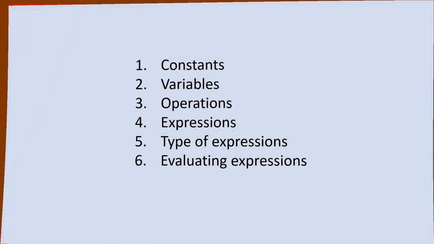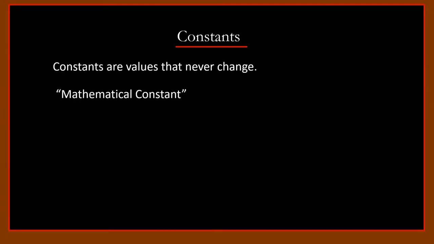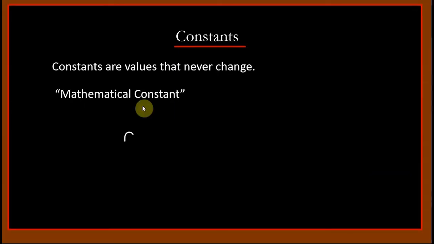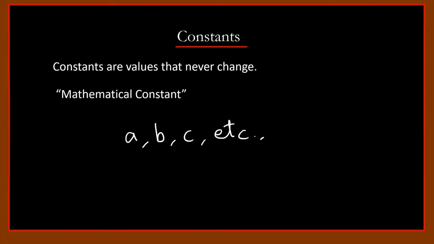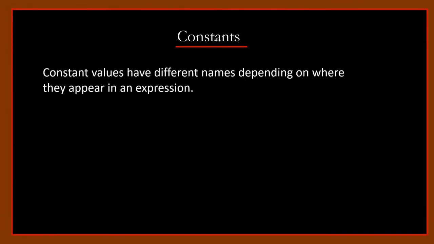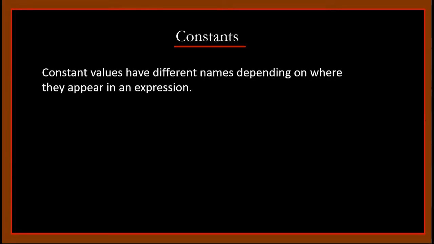Constants are values that never change. These are fixed values, sometimes called mathematical constants. Sometimes a letter is used, such as a, b, c, to show a constant value. Constant values have different names depending on where they appear in an expression. For example, in the expression 2x + 5, 2 is the coefficient of the x term and 5 is the constant term.